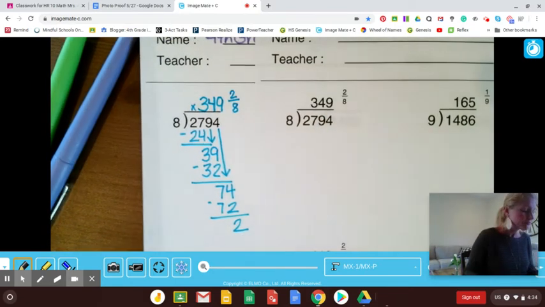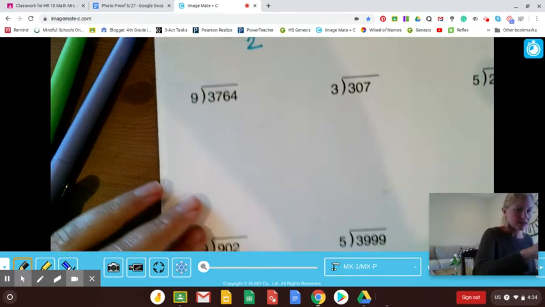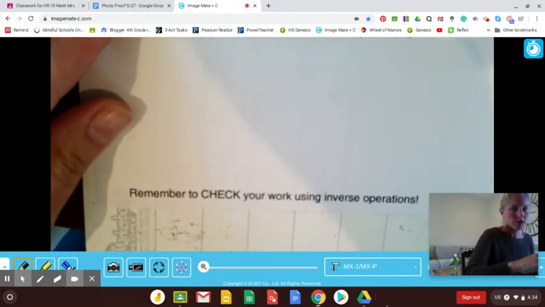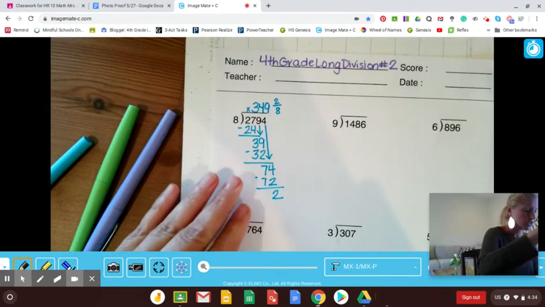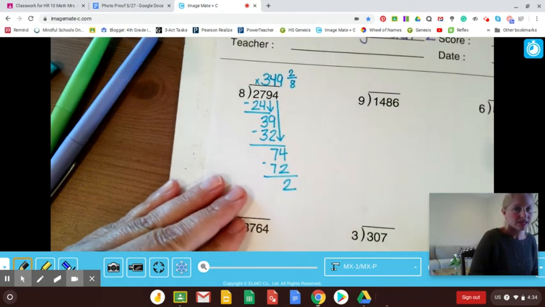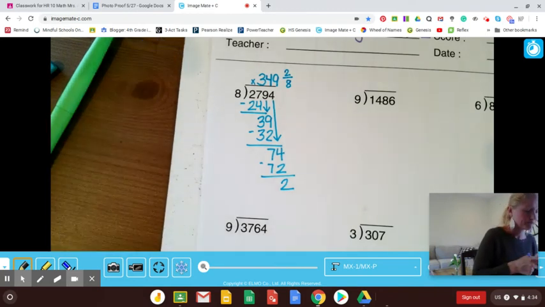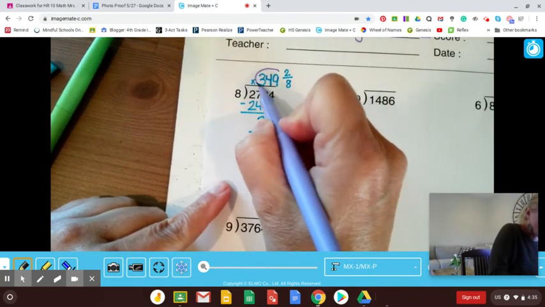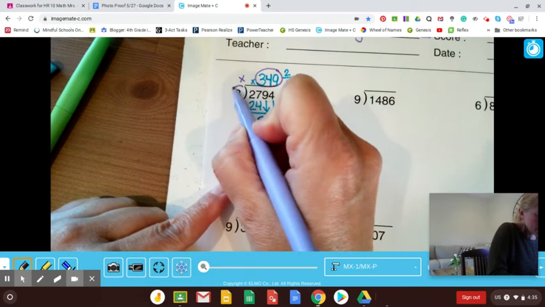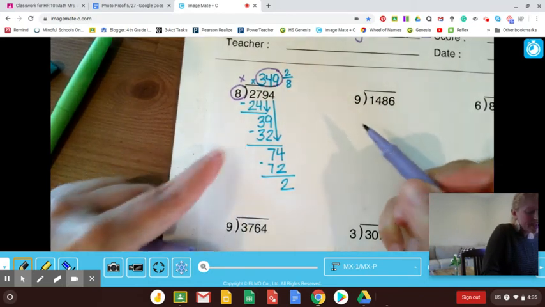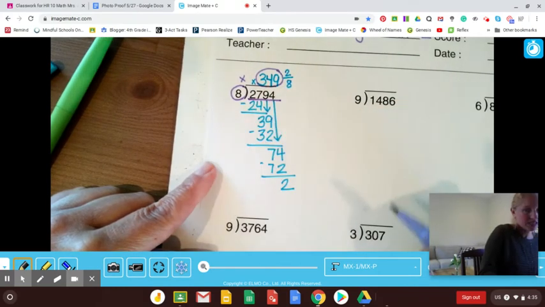Yes. Okay. Another thing that you can do before you even check it with the answer key, if you notice down at the very bottom of your worksheet, I wrote, remember to check your work using inverse operations. So we are doing division. So the inverse of division is multiplication. So how would I check my work using multiplication? Well, I'm going to take my quotient, my answer, and I'm going to multiply it times my divisor, and then I'm going to add on any remainder, and finally, I should get the dividend as my answer.